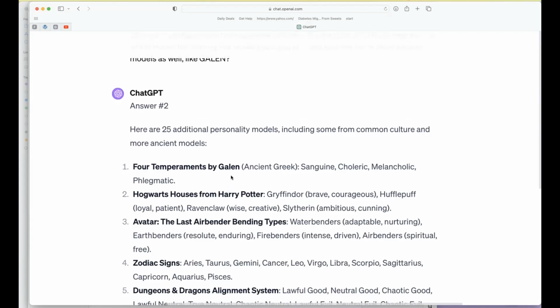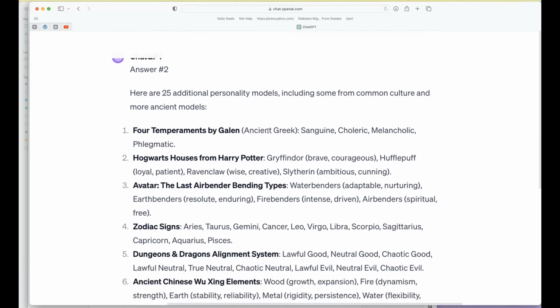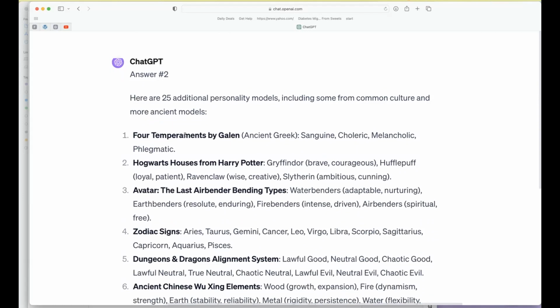So the Four Temperaments by Galen: sanguine, choleric, melancholic, phlegmatic. We've all heard of these before, but it'd be interesting if you could tell me what these four things mean and where they overlay, because this language is not in use. Right. And we know these are just four disgusting body oozes. But that's probably one of the earliest recorded attempts made to describe people's behavior.